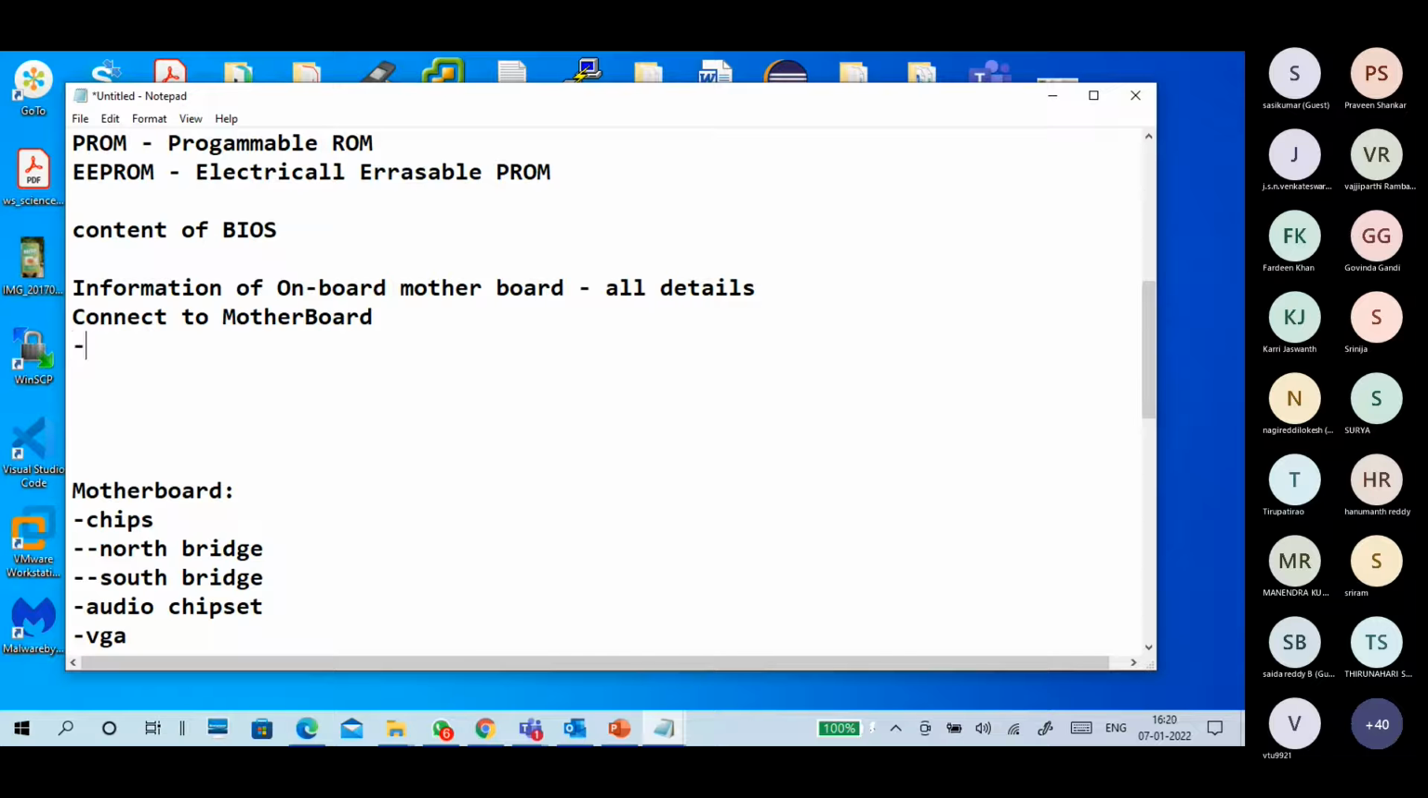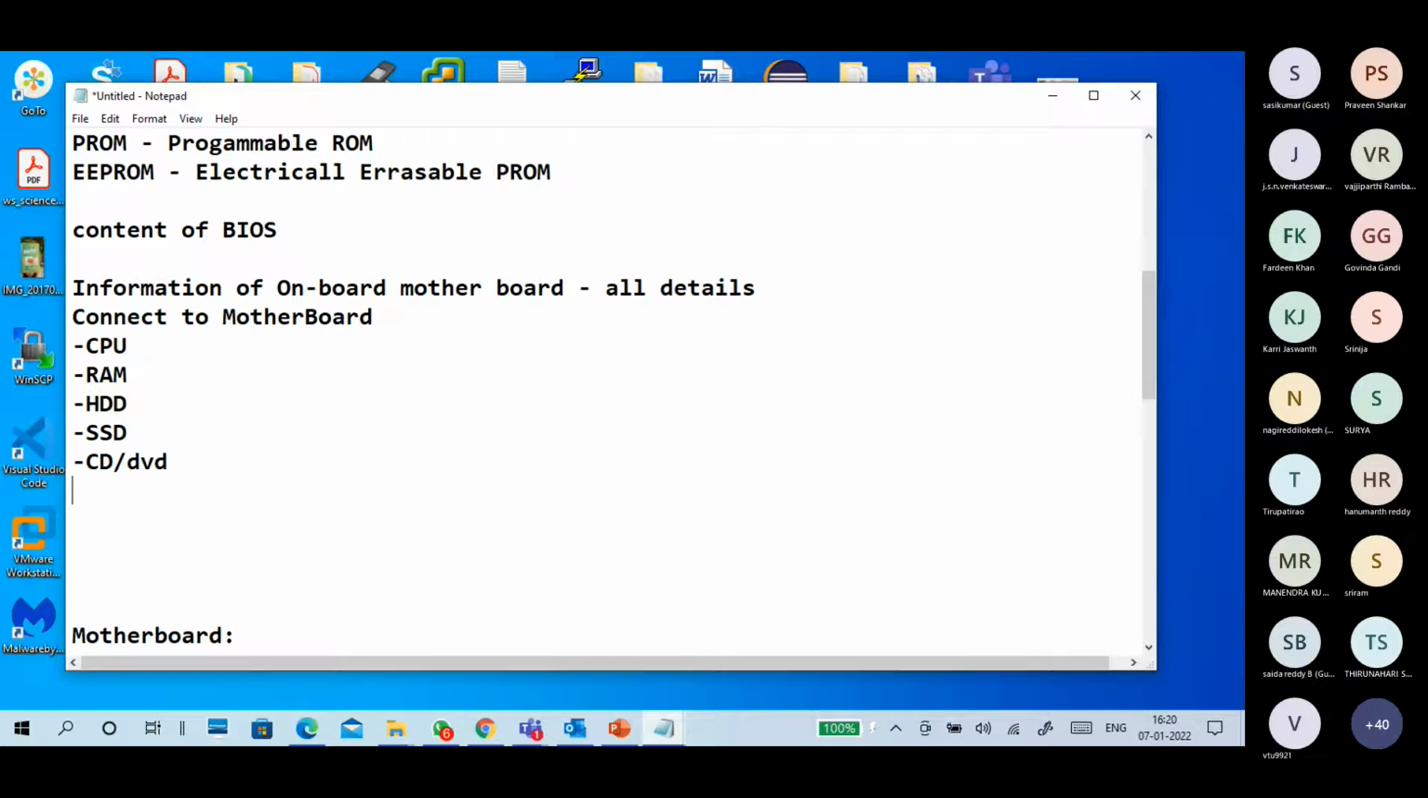What are the things we can connect to the motherboard? CPU you are connecting, RAM you are connecting, everything we are connecting. Hard disk you are connecting. You are connecting SSDs. You are connecting a CD or a DVD. Correct, connecting to your motherboard. On the motherboard, you are connecting CPU and RAM mainly. Next, you are connecting your hard disk, CD-ROM, like this. Next, you are connecting USB front panel.